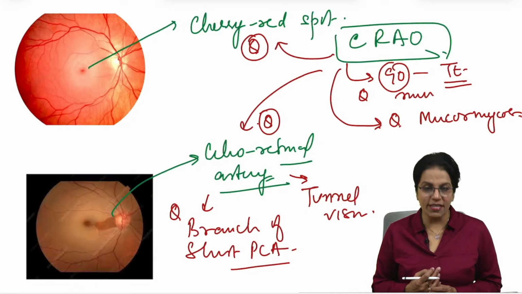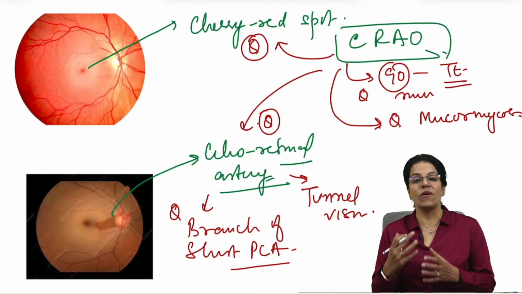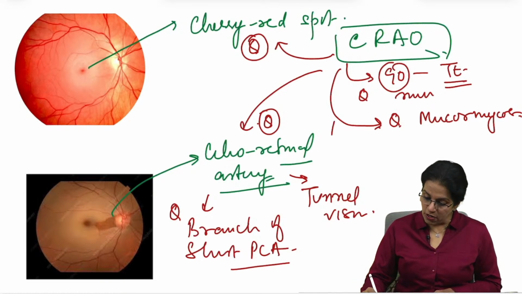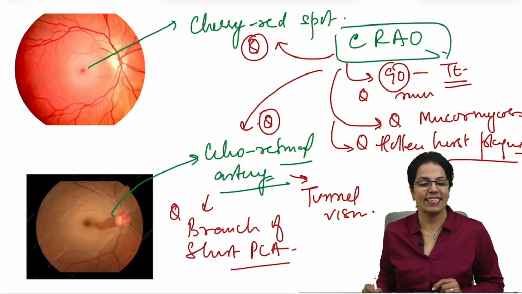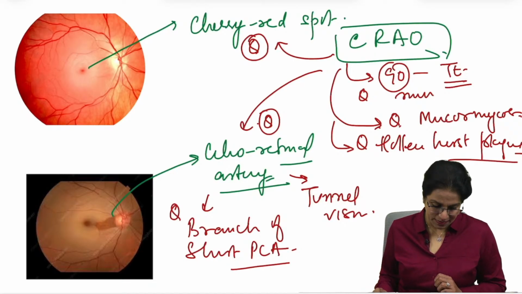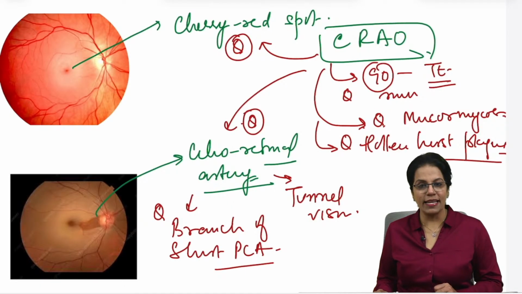And yes, thank you Sangeeta again for reminding me about one more important question, and that is Hollenhorst plaques. What are Hollenhorst plaques? These are again your cholesterol emboli. Hollenhorst plaques are nothing but cholesterol emboli. Good. Very good. Yes, Sangeeta, it can lead to a relative afferent pupillary defect.